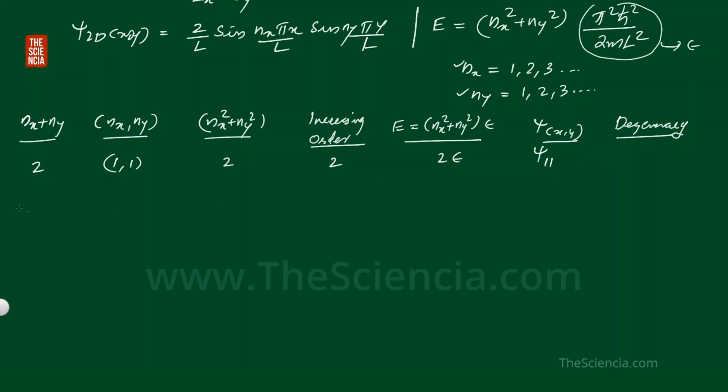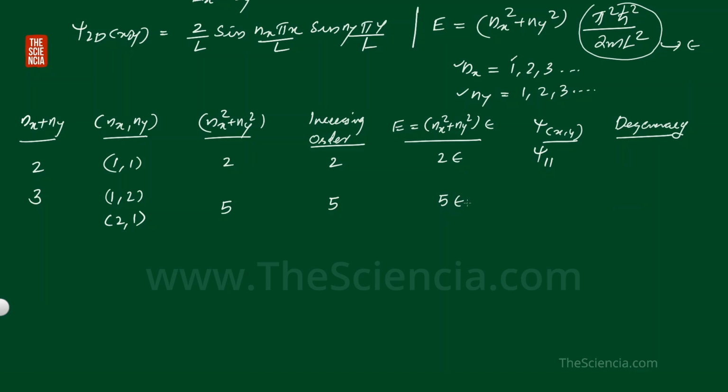For the second one, now we have to take nx plus ny is equal to 3. So we can take nx equal to 1 and ny equal to 2. There is another combination, nx equal to 2 and ny equal to 1. Now we can find nx square plus ny square. For both combinations this value is the same, that is 5. Now the energy will be equal to 5E.